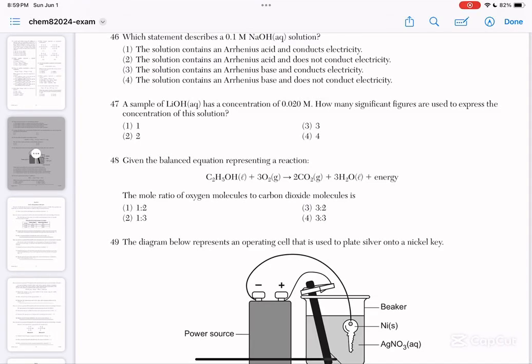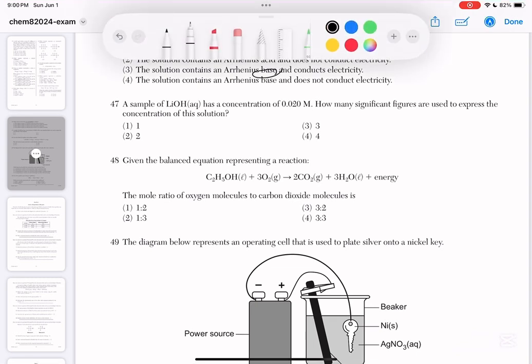Okay, so for this question, NaOH is a base, and a strong base actually, and strong bases can conduct electricity because they dissociate into ions. So it would be number 3. For the next one, 0.02 molarity, 2 significant figures because the leading zeros don't count. And the ratio of oxygen to carbon dioxide is, right, 3:2.